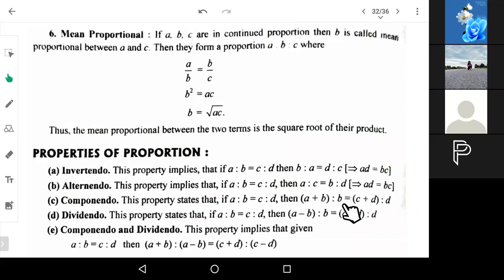This is componendo. Then dividendo. Dividendo means you'll have subtraction. Same thing, here it is addition in componendo and subtraction in dividendo. So A minus B is to B is equal to C minus D is to D. So that is dividendo.